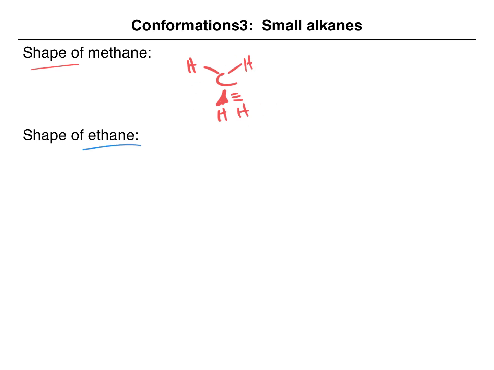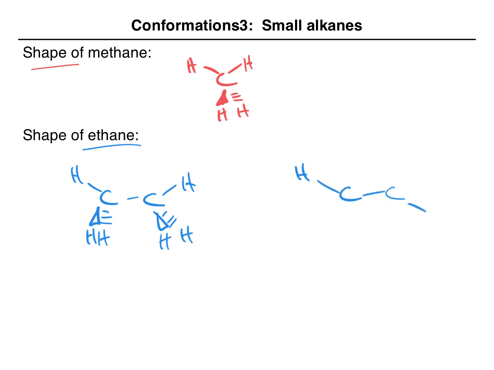When it comes to the shape of ethane, once again, we know that those carbons are sp3 hybridized, and so we would expect a tetrahedral arrangement. So we might draw it like this, or we might draw it like this. So these carbons are sp3 hybridized, so there's a tetrahedral arrangement when we look at the carbon, hydrogen, hydrogen, hydrogen. Tetrahedral arrangement around this carbon, around this carbon, around this carbon, and around this carbon.